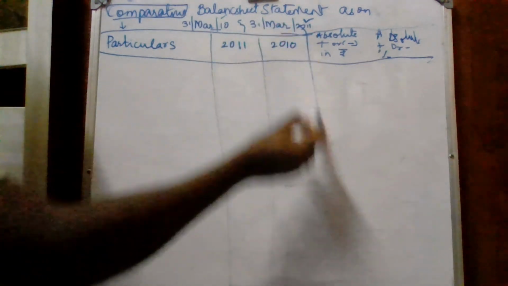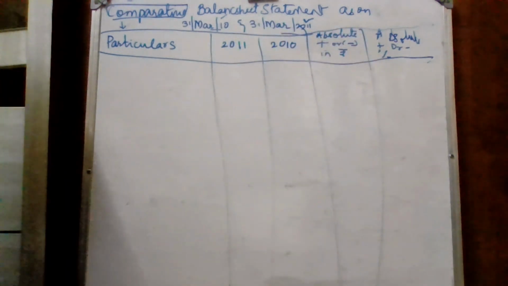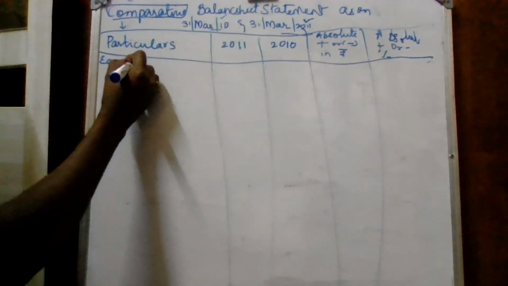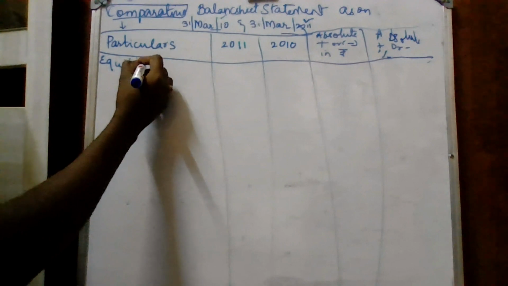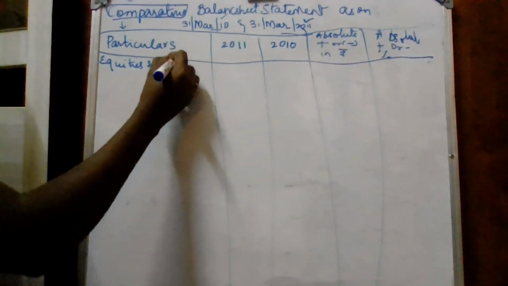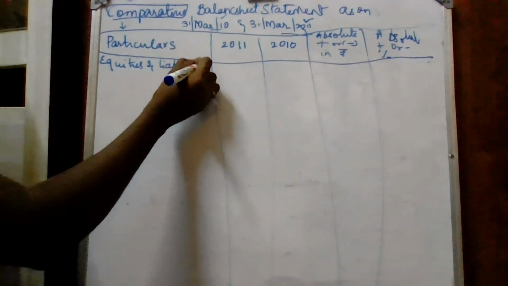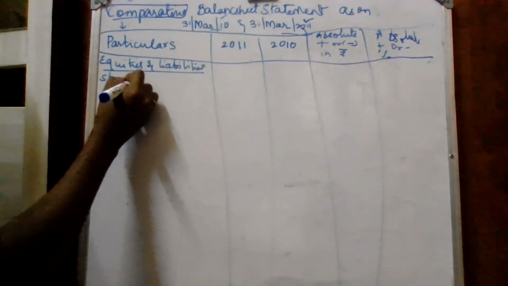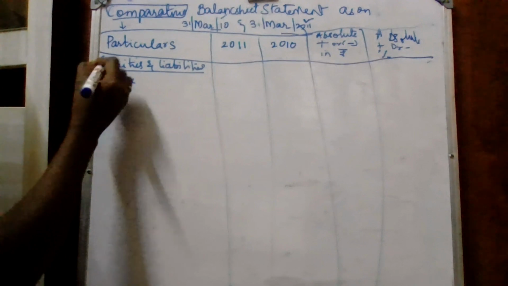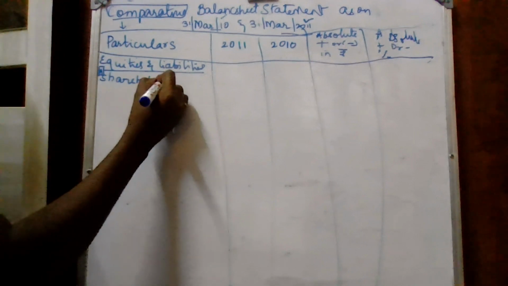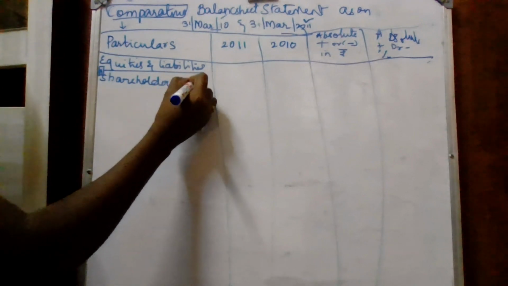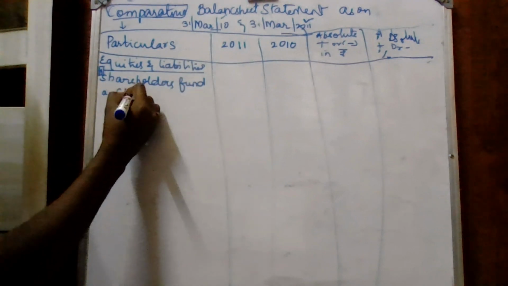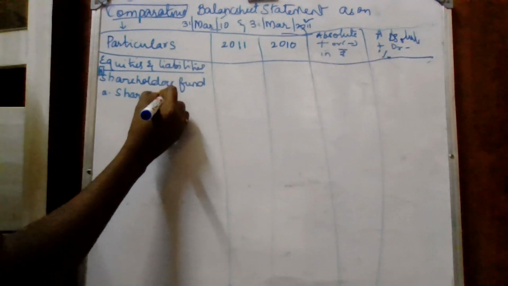Next, we have to write the format that is given by MCA as per Schedule 3. Schedule 3 tells equity and liabilities. We first start with equity and liabilities. Under equity and liabilities, we first do shareholders' funds. This is A. Shareholders' funds. Under shareholders' funds, we first have share capital.